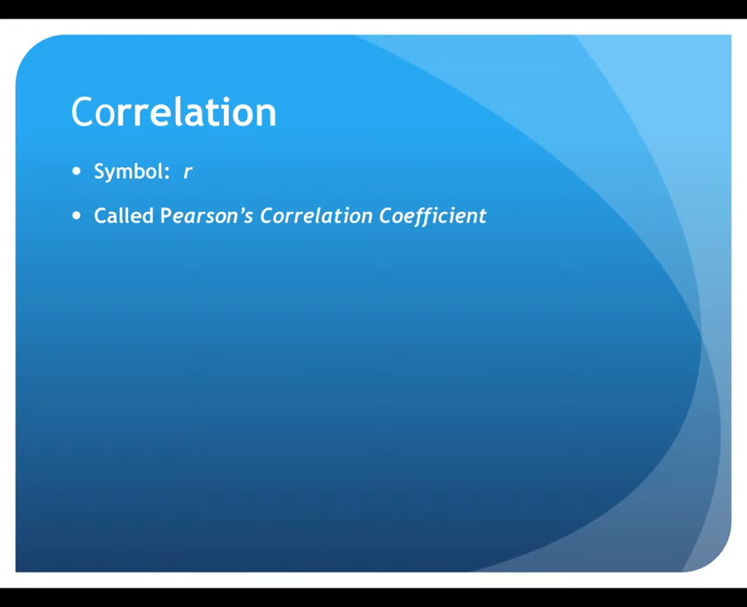Rho. You guys know what rho looks like? It's like a P with a little tail. It's not a P, it's a rho. Okay, we can discuss this later. It's not important to the AP test.